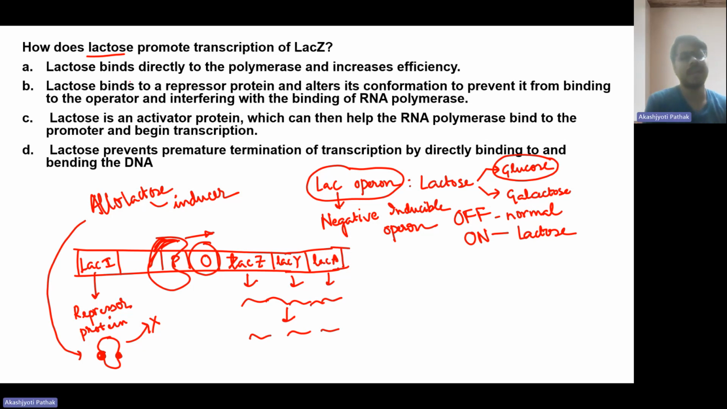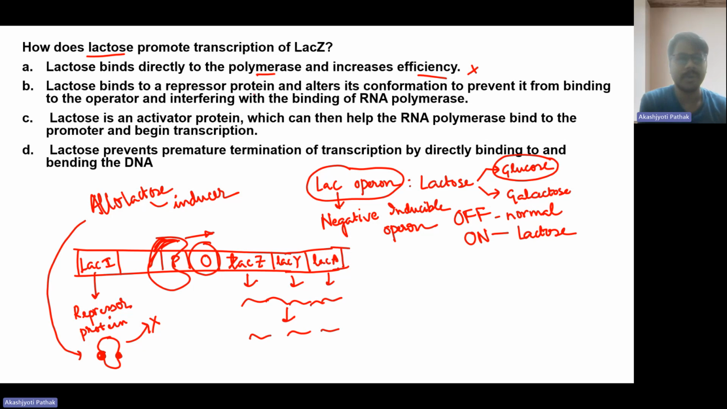Option A says that lactose binds directly to the polymerase and increases efficiency. So this is wrong. Lactose is the inducer, and this inducer binds to the repressor protein. It does not bind to the polymerase. So option A is incorrect.